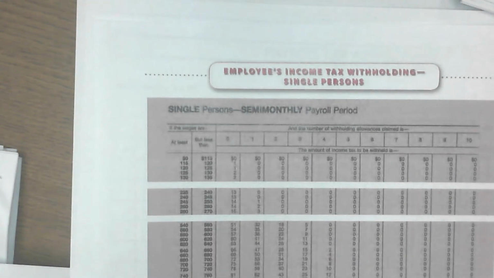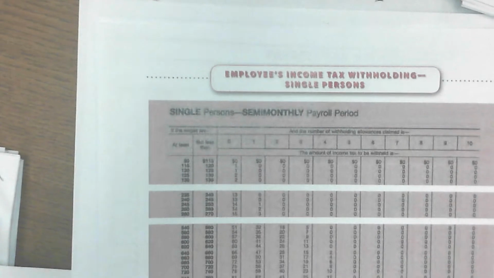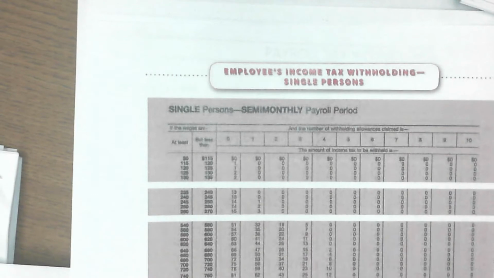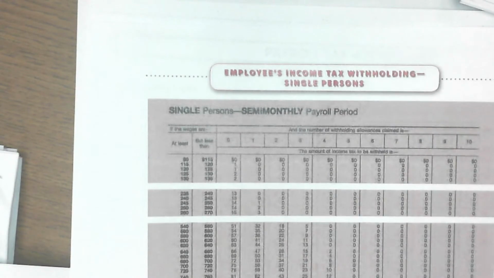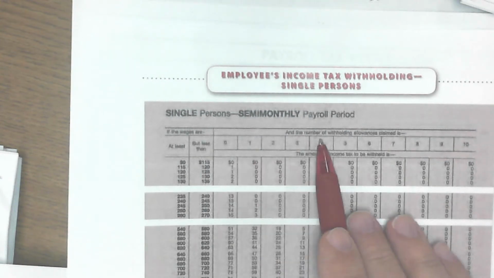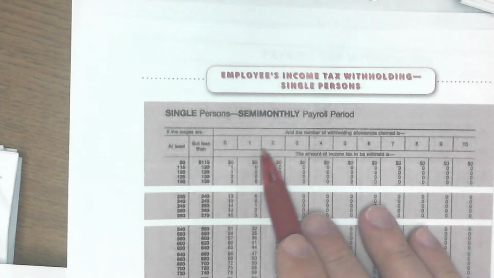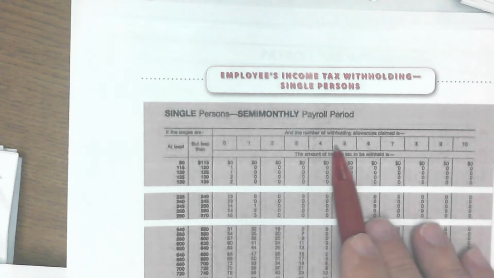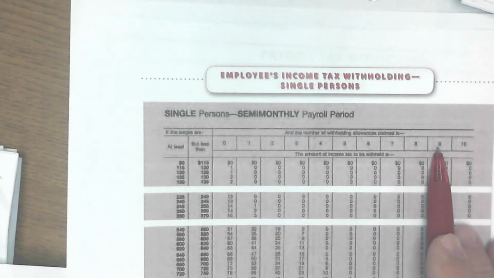And the reason, so I handed one out. I know mine's blurry, but you can follow along with the one that you're looking at, which is not easy to read either. So up at the top, you see it says add the number of withholding allowances claimed. So you've got a different column for all your allowances claimed on your taxes.